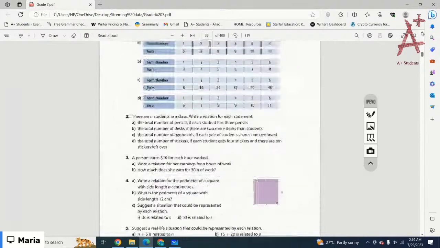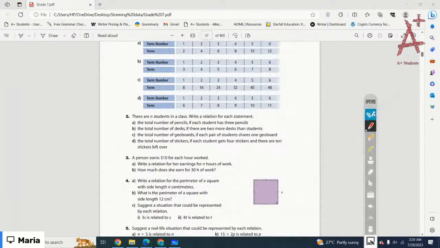Okay, there are n students in a class. Write a relationship for each statement. You are given the verbal statement, and you have to read, identify, understand, and write the numerical expression, the mathematical expression. Got it? The total number of pencils if each student has 3 pencils. You have to calculate the total number of pencils if each student has 3 pencils. So you can write it as 3 times n, where n is the number of students in the class.